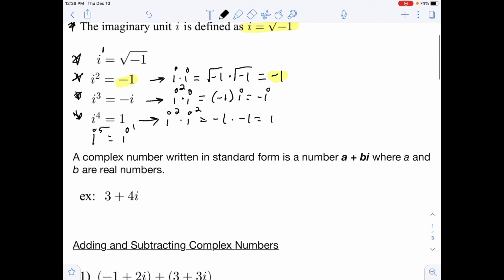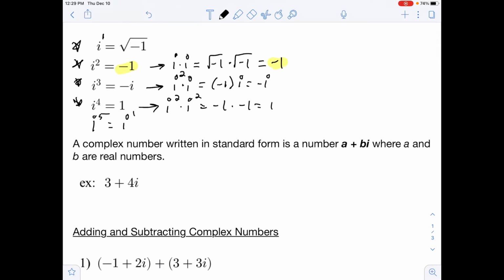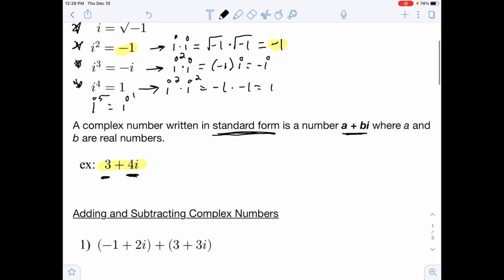All right, so now a complex number is written in standard form when it is in this form right here, a plus bi, where a and b are both real numbers. And then I just gave you an example here. This is a complex number where this is our real component and this is our imaginary component.